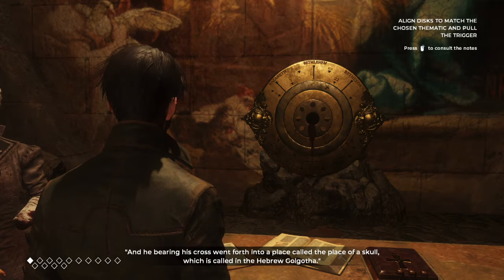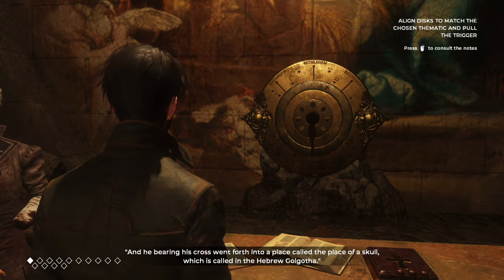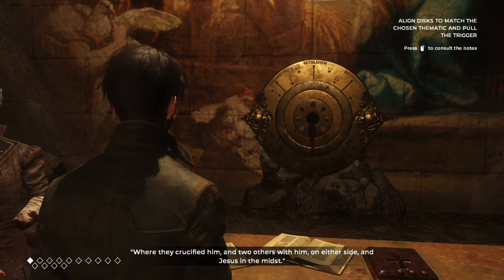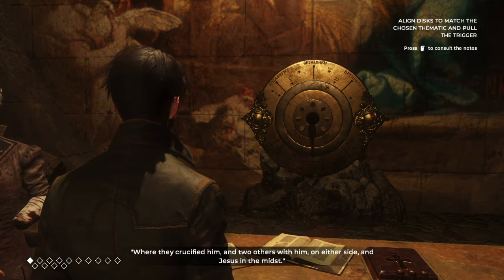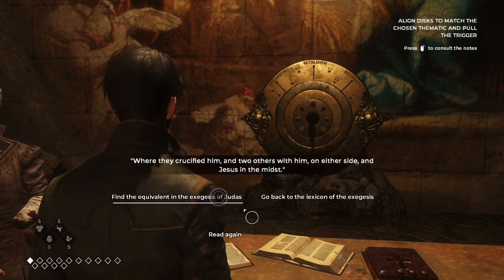Chapter 19, verse 17. And he, bearing his cross, went forth into a place called the place of a skull, which is called in the Hebrew Golgotha, where they crucified him, and two others with him, on either side, and Jesus in the midst.